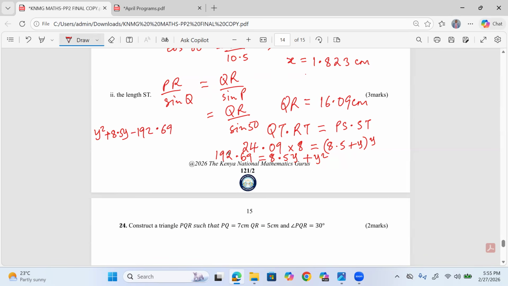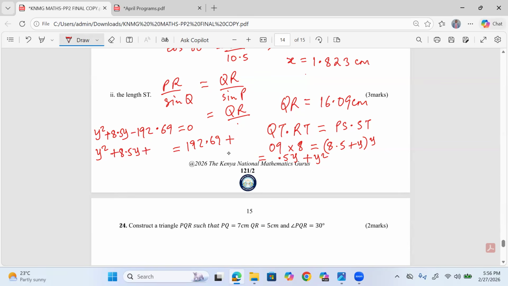192.69 equals to 0, like that. So to solve quadratically, allow me to use the completing square method, whereby I need y squared plus 8.5y equals to 192.69, remains positive on that side. And we add constants to both sides. Which constants do we add to both sides?